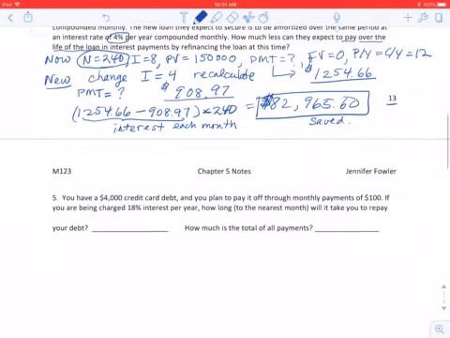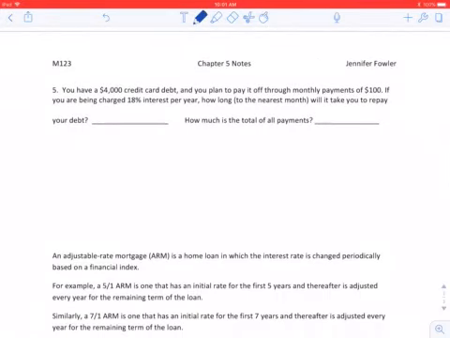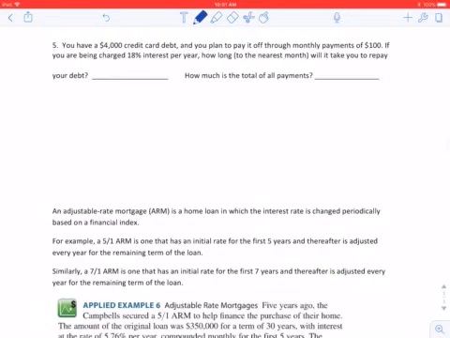All right. Let's talk about credit card debt next. Number 5, you have a $4,000 credit card debt, and you plan to pay it off through monthly payments of $100. If you are being charged 18% interest per year, how long to the nearest month will it take you to repay your debt, and how much is the total of all payments? Now, most people have credit cards, so this is a good thing to go through. And so let's see if we can do this.